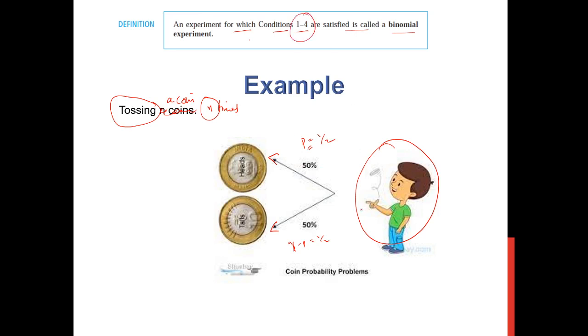Another example of a binomial experiment is the birth of a child. Childbirth is either boy or girl, so there are only two possible outcomes, and the first birth doesn't depend on the next. So any experiment which satisfies these four conditions is called a binomial experiment.